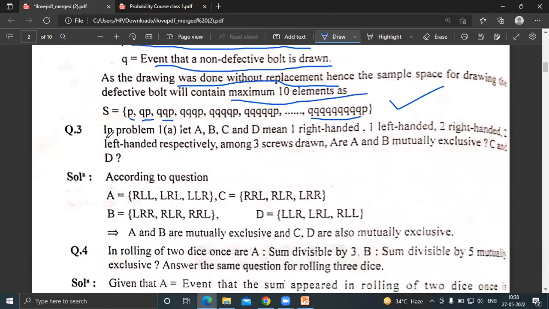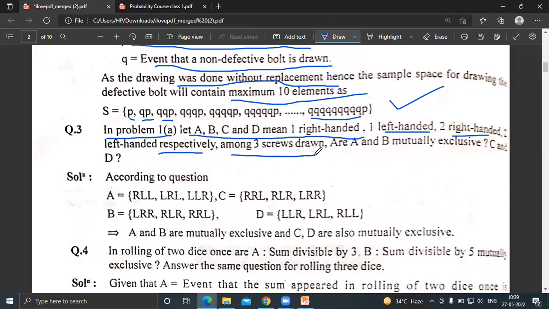Then in another question, in problem 1a, let A, B, C, D mean one right-handed, one left-handed, two right-handed, two left-handed, respectively. Among three screws drawn, are A and B mutually exclusive? Then C and D. What are the elements of A, B, C and D? We have to evaluate the outcomes of A, B, C and D, then check whether A and B are mutually exclusive or not.